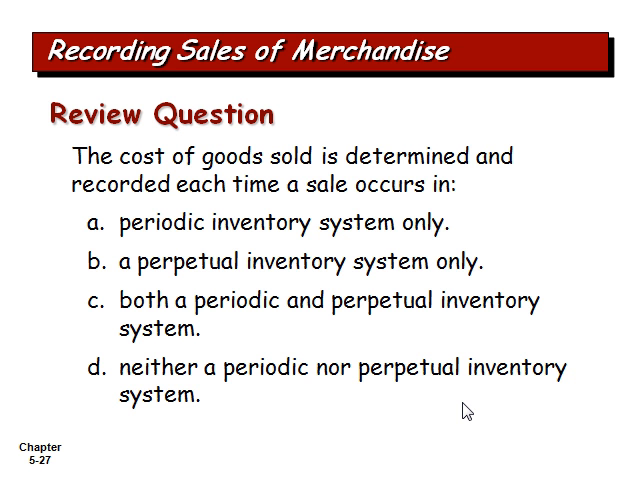So review question. The cost of goods sold is determined and recorded each time a sale occurs in A, a periodic inventory system only, B, a perpetual inventory system only. That's your B.